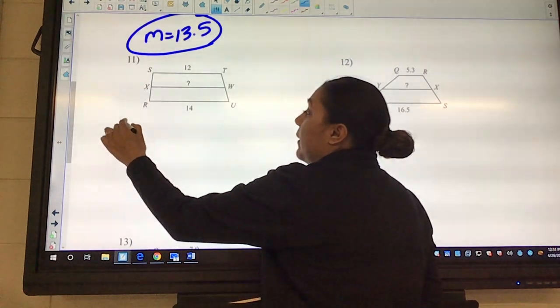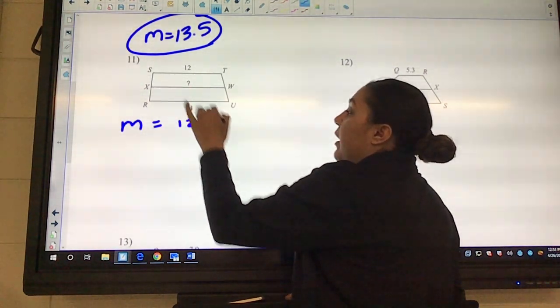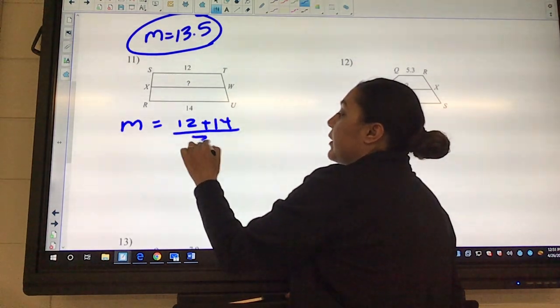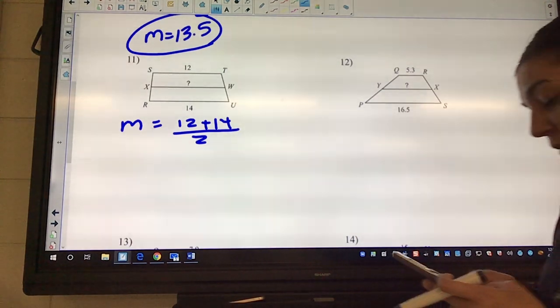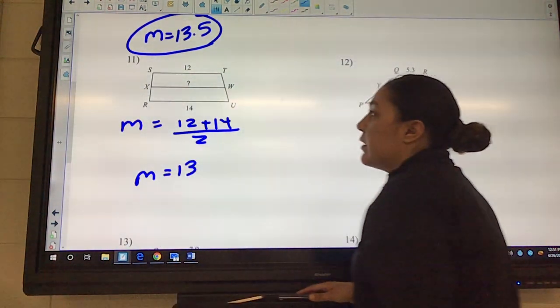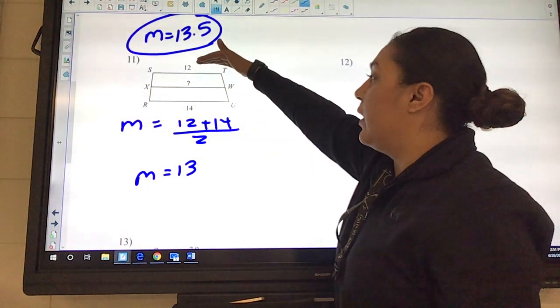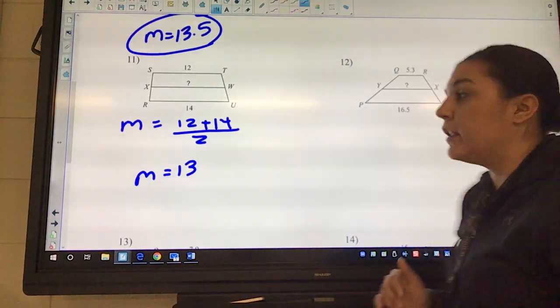For 11, we have the middle equals the top, which is 12, plus the bottom, which is 14, divided by 2. So we have 12 plus 14 divided by 2. So M should be 13. And you can look at this: if you know that the shortest one is 12 and the biggest one is 14, the only one in between has got to be 13. That's a halfway point.